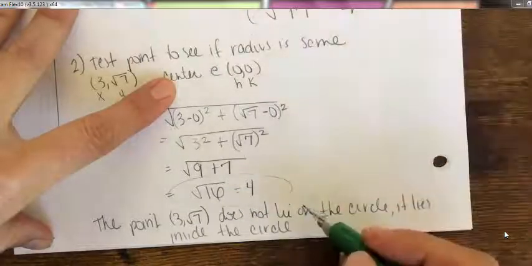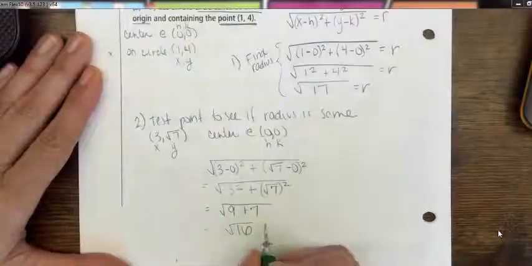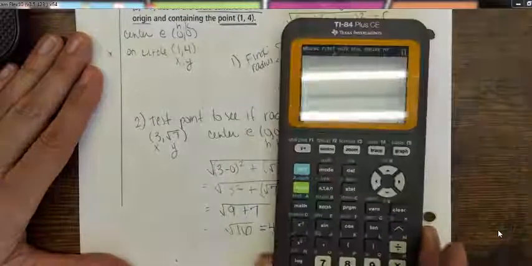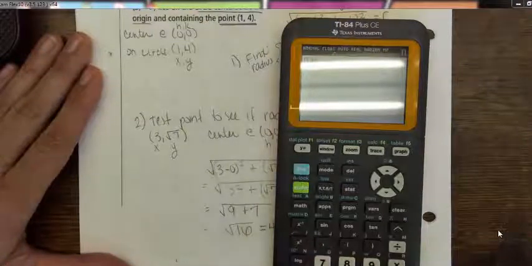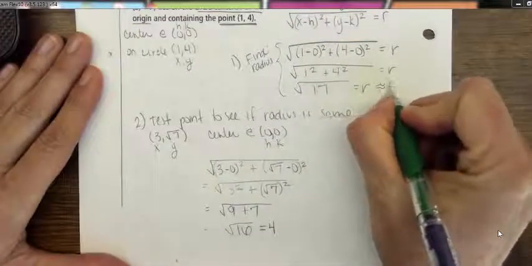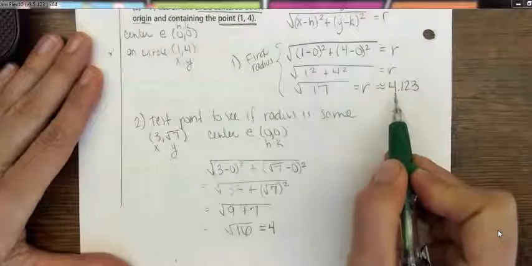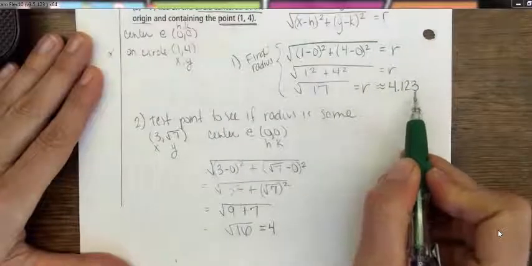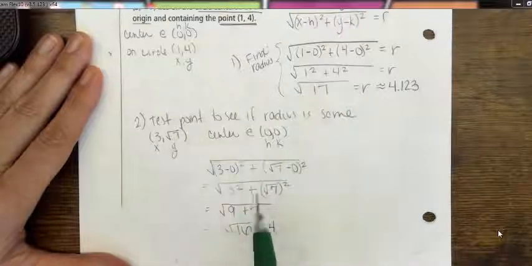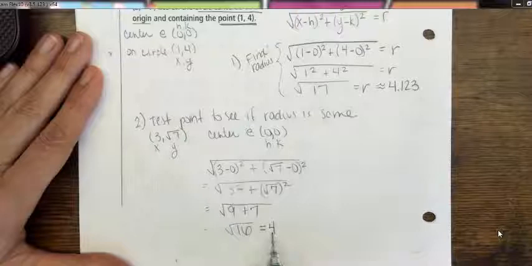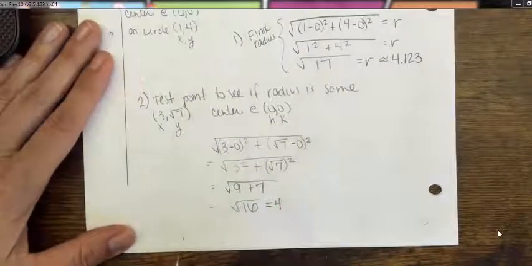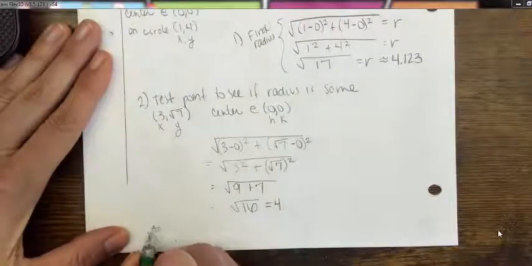You compare those two, you can see that the square root of 16 is 4, and the square root of 17 is just going to be a bit larger. Let's go ahead and calculate that. It's about 4.123. So the radius of the circle is about 4.123 units, whereas the distance from the center of the circle to this point is 4 units. So that means that this point would be inside the circle. Okay, so we can say that the point 3, root 7 does not lie on the circle.